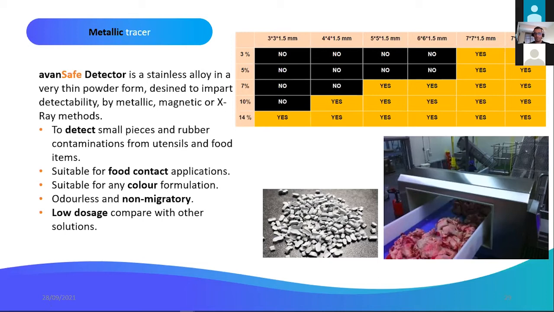The base color is gray, pale gray, so a lot of different types of colors can be produced with this additive. It's odorless, it's non-migratory, and compared with other solutions that you can find in the market, the dosage is low. In this case, we show you different dosages. In the upper chart, different dosages and different sizes of pieces, the quantity added and the size that it's possible to detect. It's true that it's under certain conditions, because the type of detector, distance, and this kind of variables have an effect on the detection level.